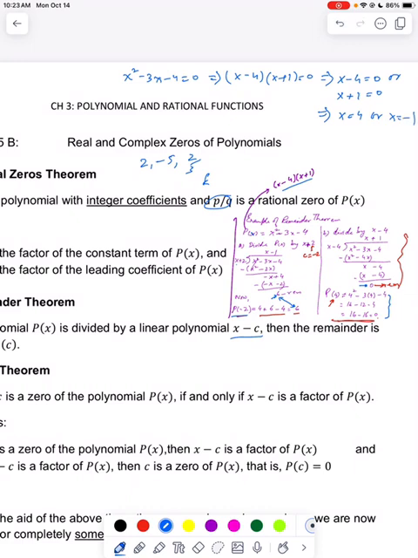So now we go backwards. We start here. We say x is equal to 4 means x minus 4 is a factor, and x is equal to negative 1 means x plus 1 is a factor. Then you multiply both. So you can say my p of x is something like this. So we are going backwards. That's the process we will do.